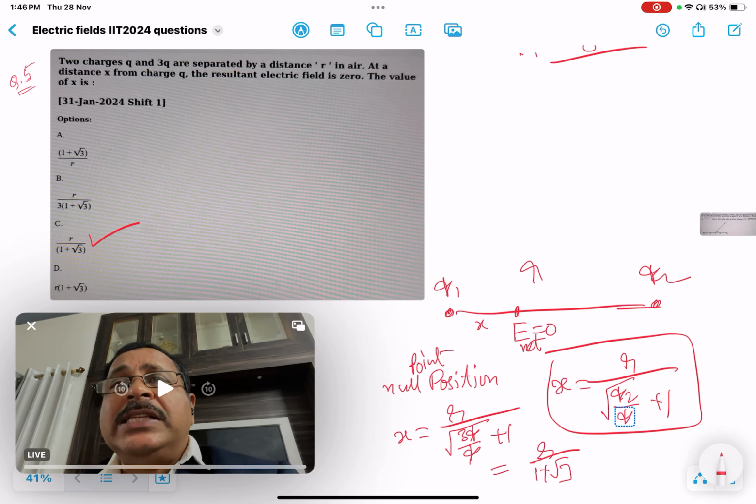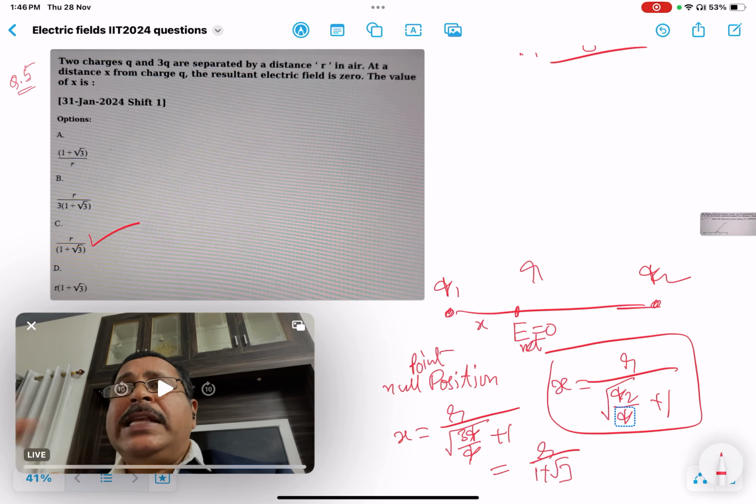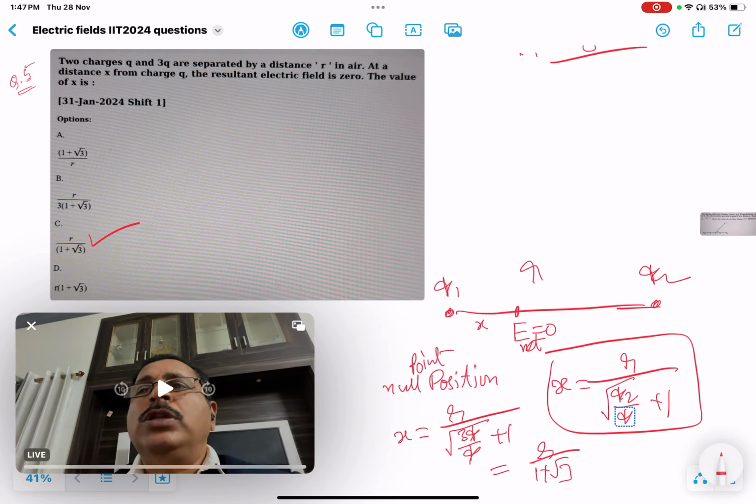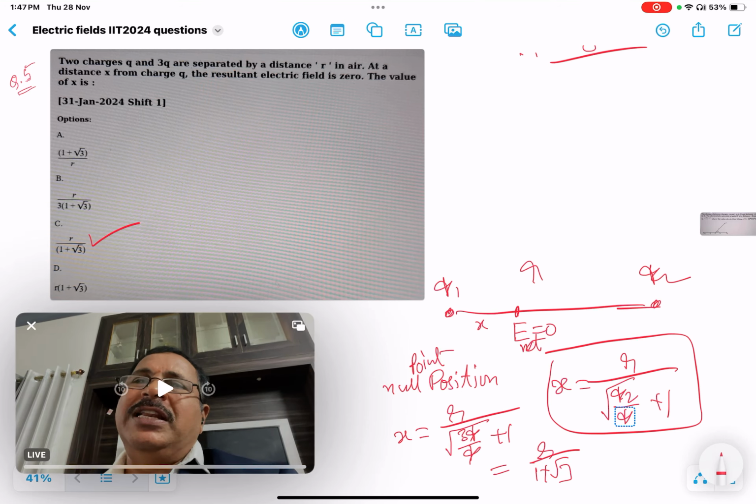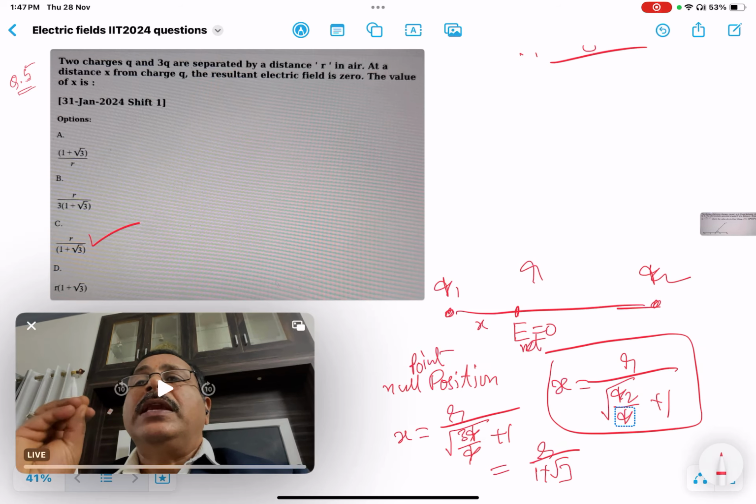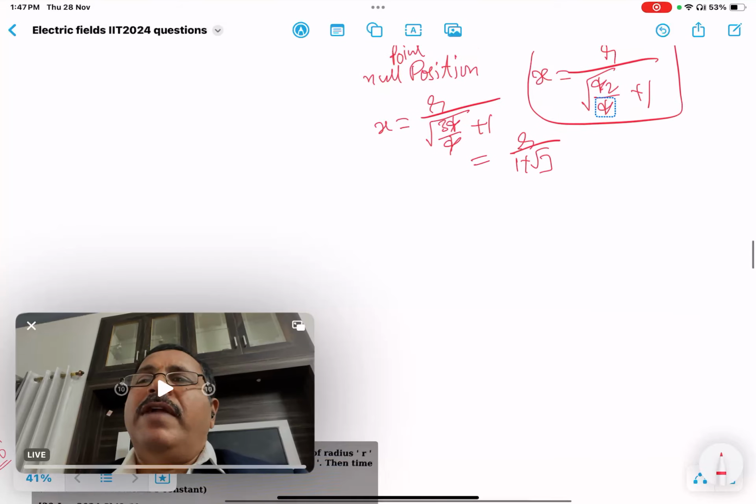If like charges are separated, then the null point position formula has plus 1. If unlike charges are separated, then the null point position formula has minus. In the case of like charges, the null point lies in between the two charges as shown in the diagram. In the case of unlike charges, one positive and one negative, the null point lies outside of the charges, closer to the negative charge. So x is the distance from the negative charge in such a case. Okay, so I told that model also. Let us go to the very next problem.